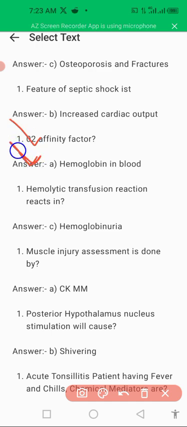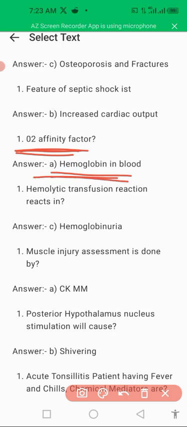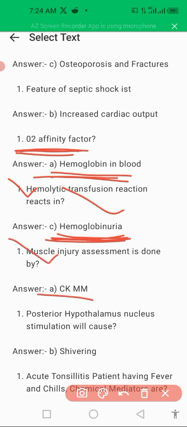Another is hemoglobin binds with O2 with affinity. Hemolytic transfusion reaction occurs and it results in hemoglobinuria, meaning hemoglobin or blood in the urine will be there because of hemolysis. Hemoglobin will leak out through the kidneys. That's why we always give Lasix to transfusion reaction patients. Muscle injury assessment is done with CKMB. In muscle injury, there will be raised CKMB.